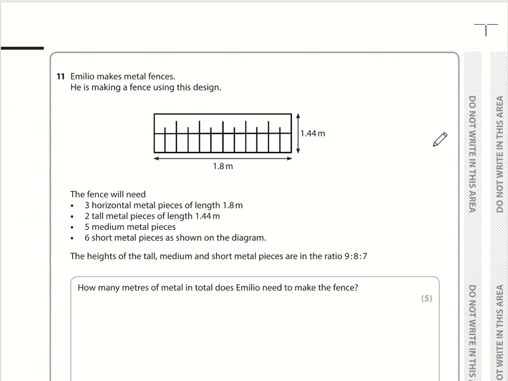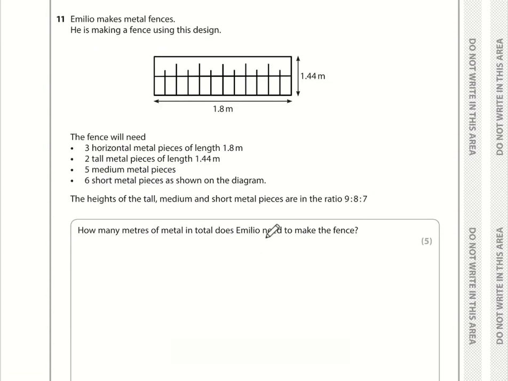Question 11. Emilio makes metal fences using the design. We can see that the horizontal pieces are 1.8, 1.8, 1.8, 1.8. We've got 2 tall metal pieces, which are the 1.44. So these are the shorts and these are the mediums. It's quite a challenging question this, so we know the ratio is 9 to 8 to 7, tall to medium to short.